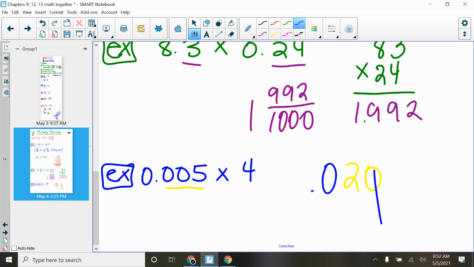Zeros at the end in decimal world, we learned this a long time ago. We don't need those guys at the end. If you left it there, that's fine. So if you told me that the answer was 0.020, I would say you're good. You got the right answer. Or if you told me the answer was 0.02, I would say you're good. Because they're the same thing. Okay? Y'all want to try one more?